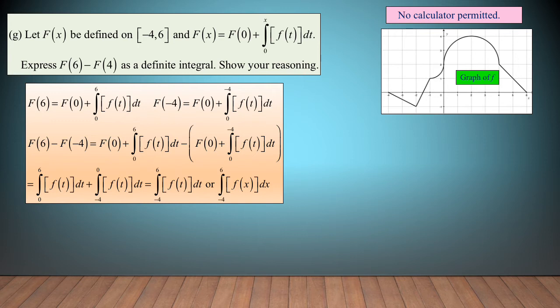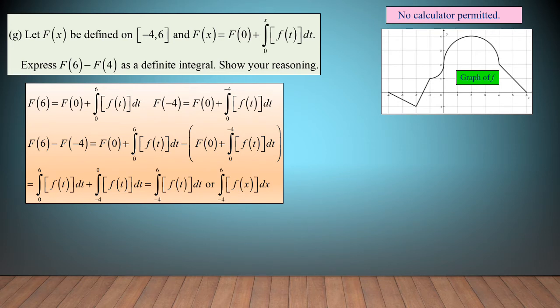Looking at F of 6 minus F of 4, we get F of 0 plus the integral from 0 to 6 of f of t dt, minus quantity F of 0 plus the integral from 0 to -4 of f of t dt. The F of 0s cancel out, and therefore we get the integral from 0 to 6 of f of t dt. And we can now write the second integral as plus the integral from -4 to 0 of f of t dt, and that we know is simply the integral from -4 to 6 of f of t dt.